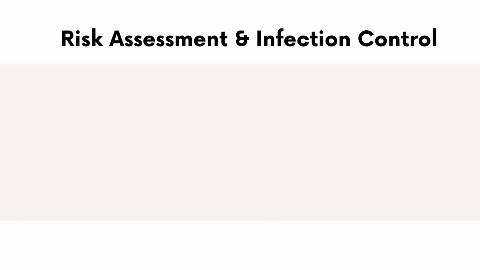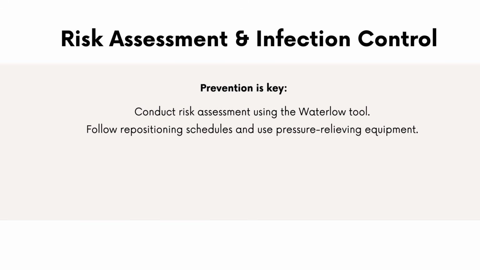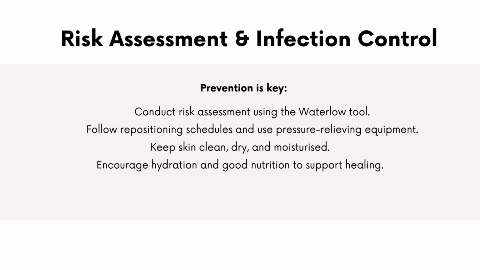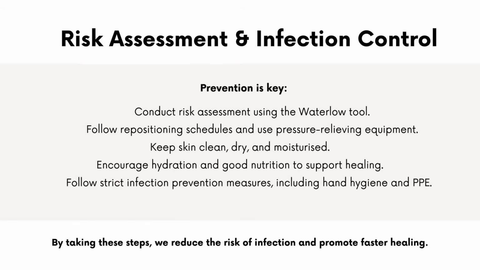Risk assessment and infection control. It is important to remember that when it comes to wounds, as with most things in healthcare, prevention is key. As a service, we must conduct a risk assessment using the Waterloo tool on the PCS system. Care staff should follow repositioning schedules and use pressure-relieving equipment appropriate for the resident. We should also keep skin clean, dry, and moisturised. Staff should always encourage hydration and good nutrition to support the healing process. We should also follow strict infection prevention measures, including hand hygiene and PPE usage. By taking these steps, we reduce the risk of infection and promote faster healing.